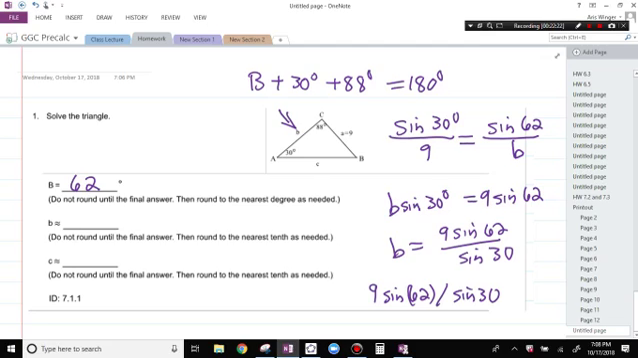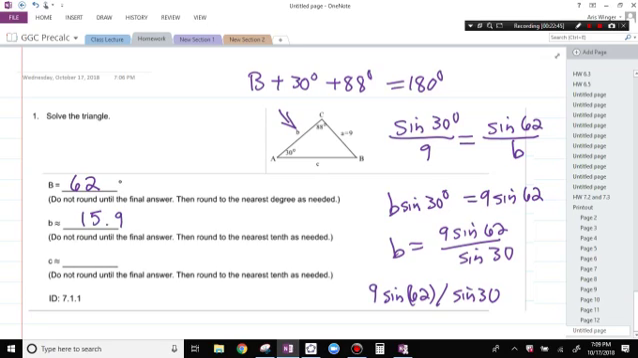What is it? It's not more than 9? 15.8. 15.89. Round to the nearest tenth, 15.9. Again, all calculator at that point. You got it?